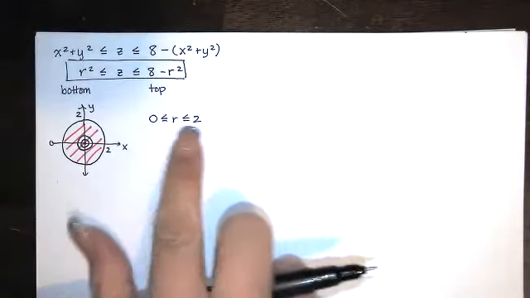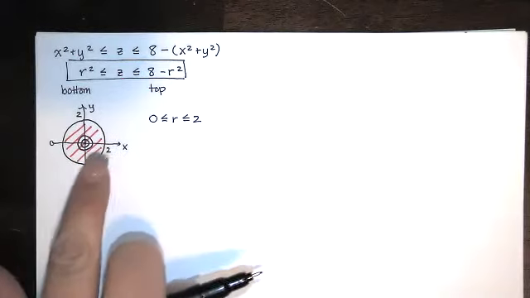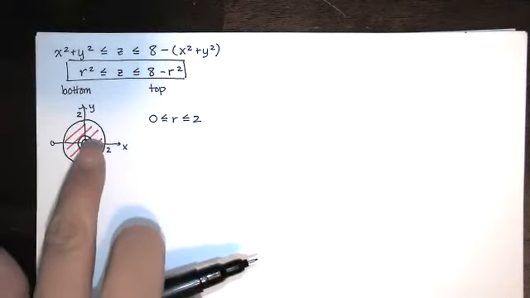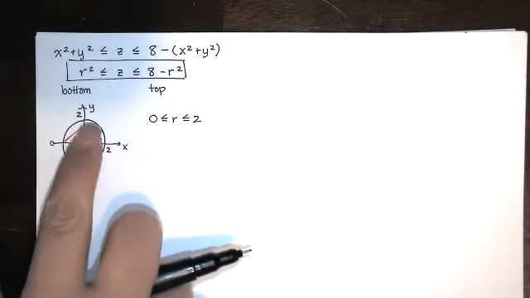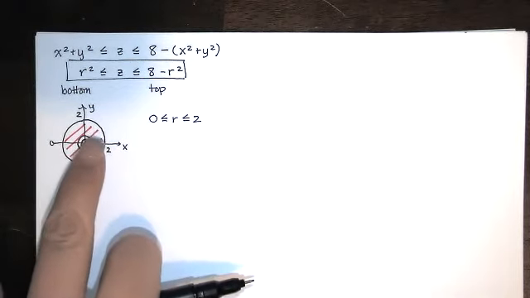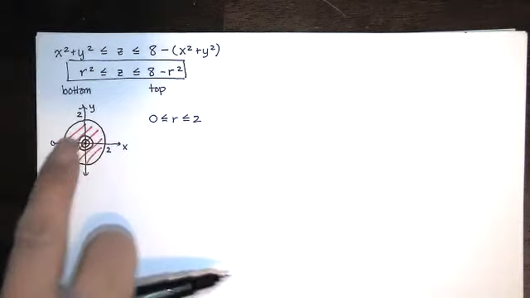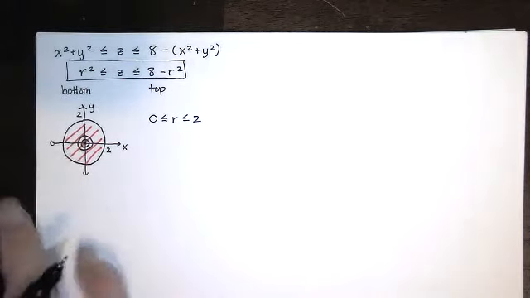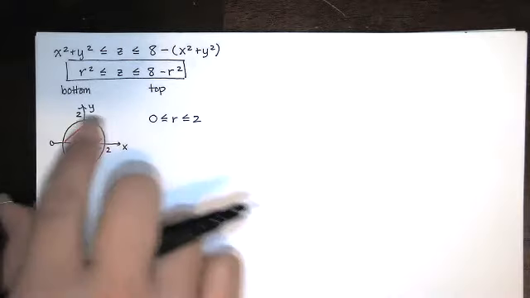Now, you would not necessarily have to get the entire disk. We only get the entire disk if theta goes from 0 to 2 pi. If theta went from 0 to pi over 2, we'd get that quarter of a disk. Or if theta went from 0 to pi, we'd get the top half. Or pi over 2 to 3 pi over 2. And there are lots of different possibilities here.